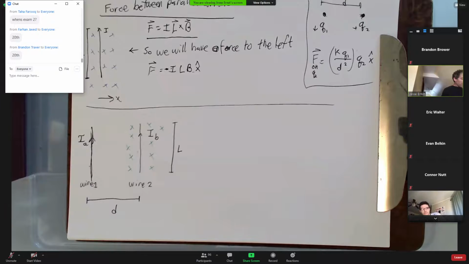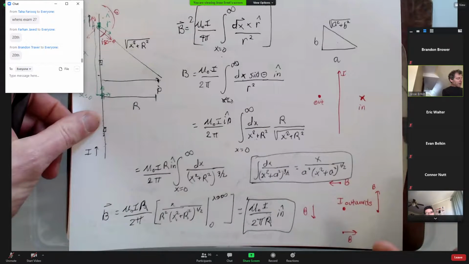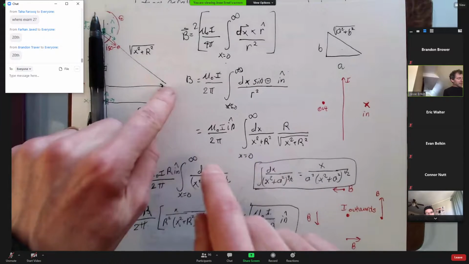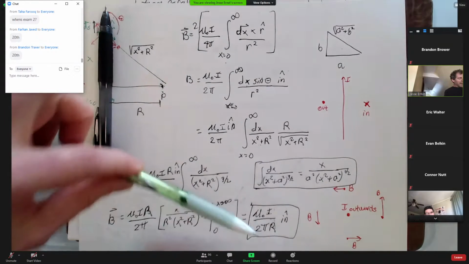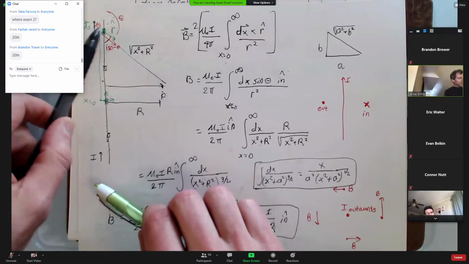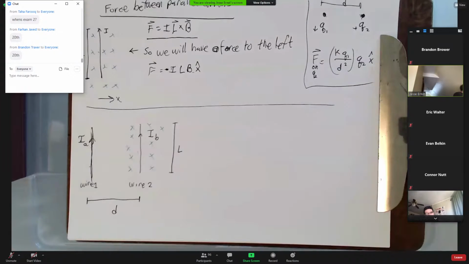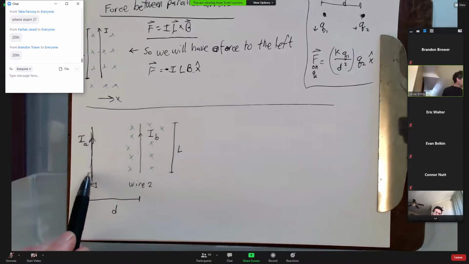Questions so far? And why is it into the page again? If you look back at the problem we just did, if you're on this side of the wire, carrying current I that way, the B field here is into the page, because for each element you've got ds vector cross r hat, and the cross of this and that is inward from the right-hand rule.